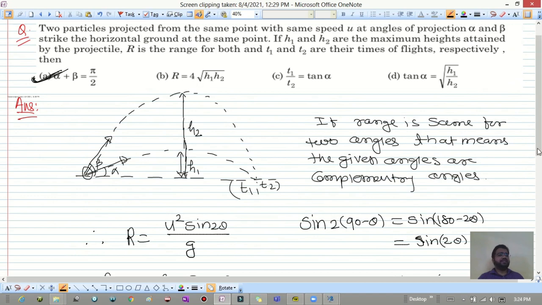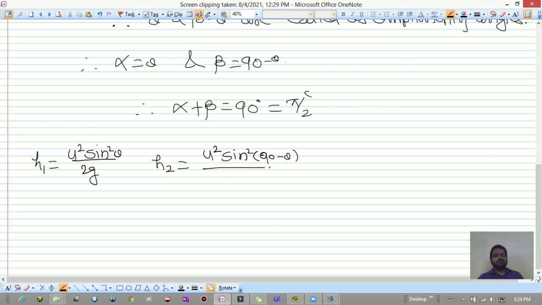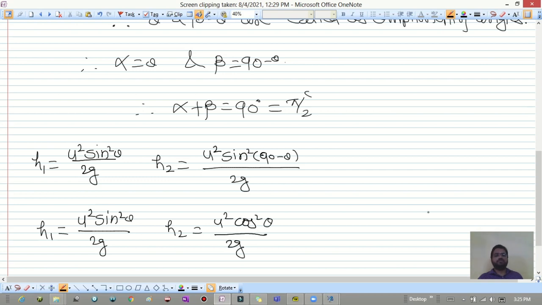Now we want range and maximum height relation. So maximum height h1 is equal to u squared sine squared theta divided by 2g, and maximum height h2 is equal to u squared sine squared (90 minus theta) divided by 2g. Okay, no problem. So h1 is equal to u squared sine squared theta divided by 2g, and h2 is equal to u squared cos squared theta divided by 2g, since sine of 90 minus theta is cos theta.